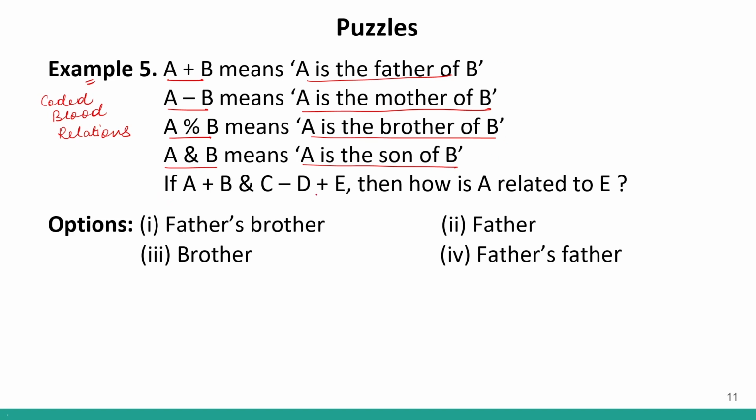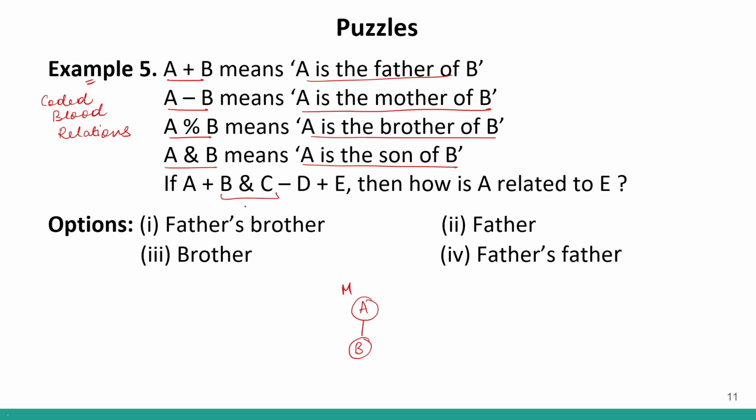Based on these codes, we will simplify this expression into a family chart. And then based on that family chart, we will answer the question. Now, A plus B means A is the father of B. So A is the father of B. So A will be male. B's gender is unknown.